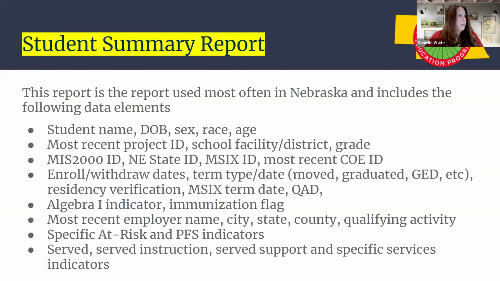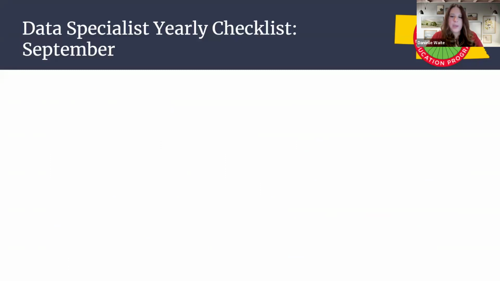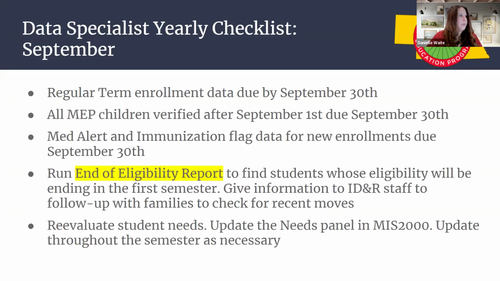Those were our basic tasks that we asked to be done every month, but then there are certain months that there are things specifically due within that month. We asked that the regular term enrollment data is done by September 30th, and that all children are verified after September 1st, and that's due September 30th.